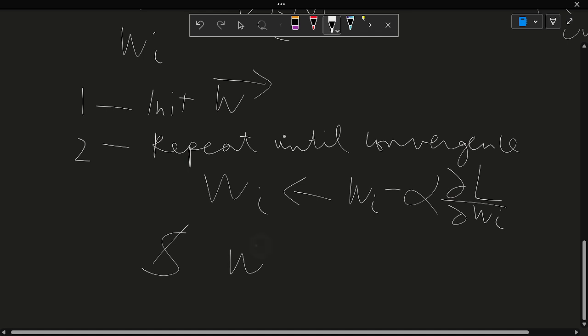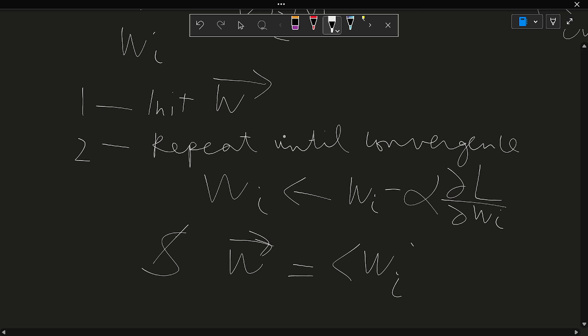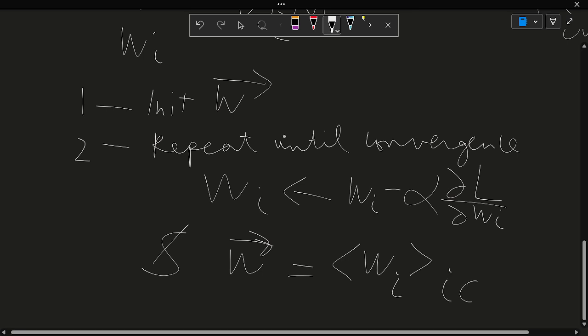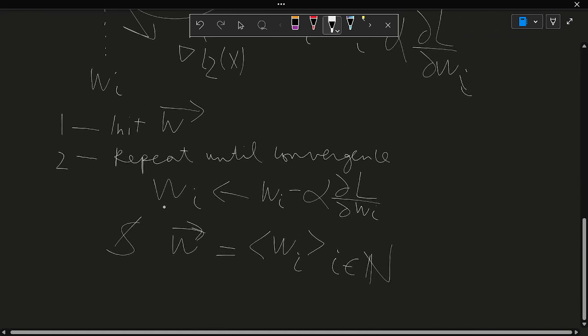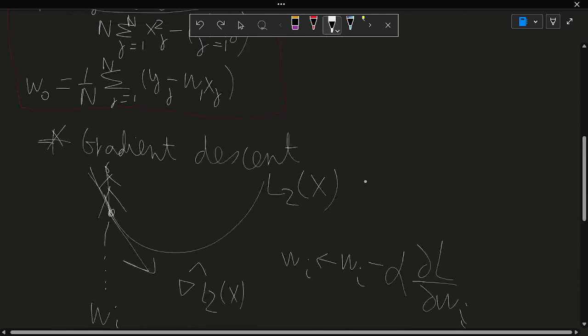Assume the W vector is basically this guy, assuming i belongs to N, right? And you basically do this until it converges, right? That's basically the gradient descent.